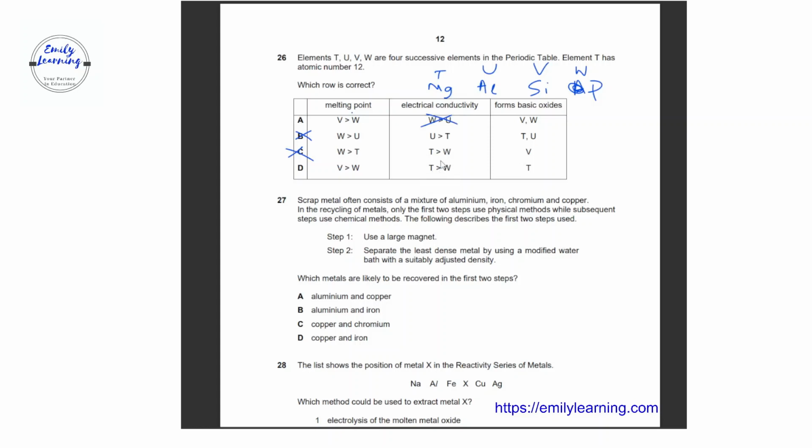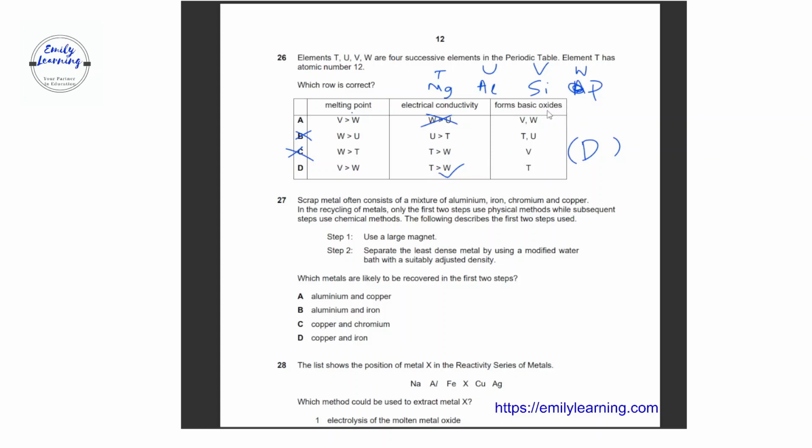T has a greater electrical conductivity than W. This is correct. Okay, so we know that the answer is D. It's because magnesium is a good conductor of electricity. It is a metal. Phosphorus is a non-metal. It's a covalent molecule. It's a poor conductor of electricity.